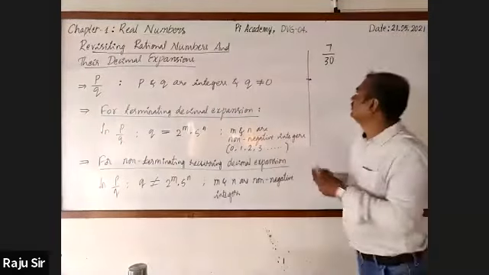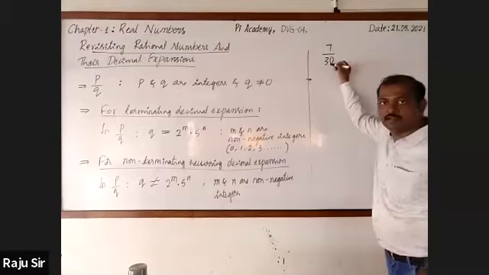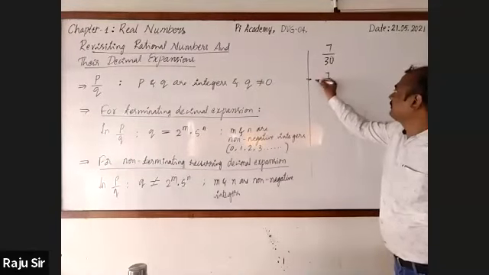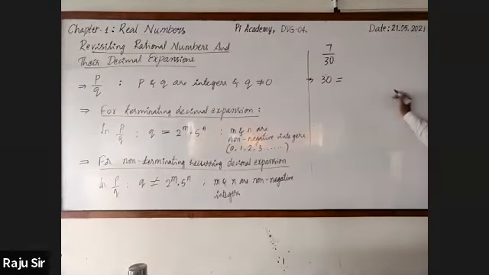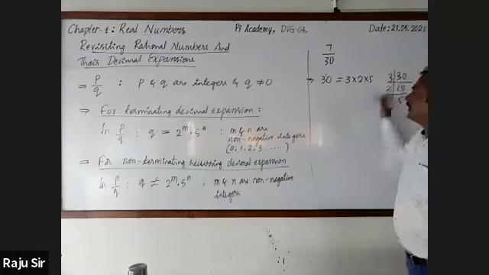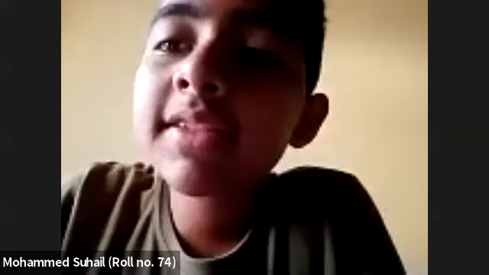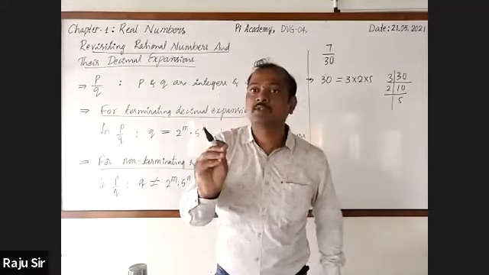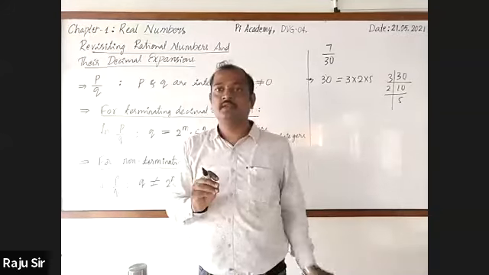7 by 30 is there. Very good, Aditya. In the denominator, 30 is there. Its prime factorization: 3 tens are 30, 2 fives are 10, so 3 into 2 into 5. The denominator has a factor other than 2 and 5. Wait, whenever I ask you a question, please answer at that time. Okay.